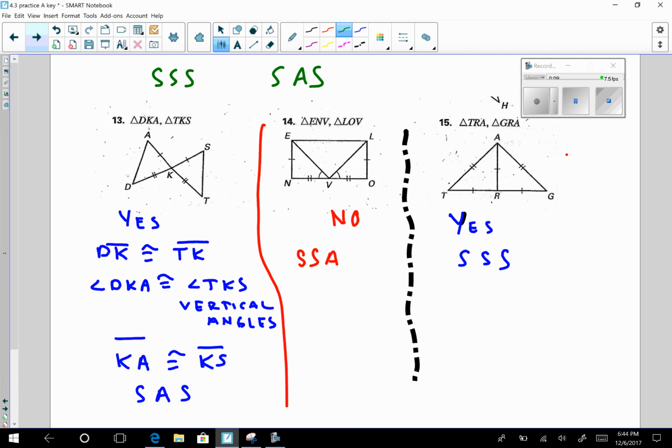Moving right along with 13, we have: is triangle DKA congruent to triangle TKS? Let's examine it. I'm thinking that it is a yes. And we do have DK congruent to TK. Nice.